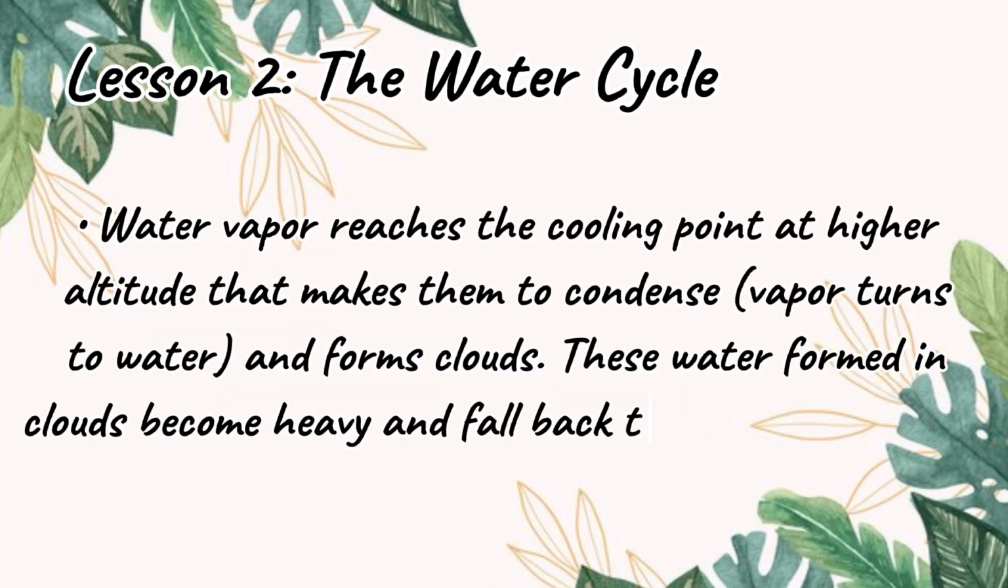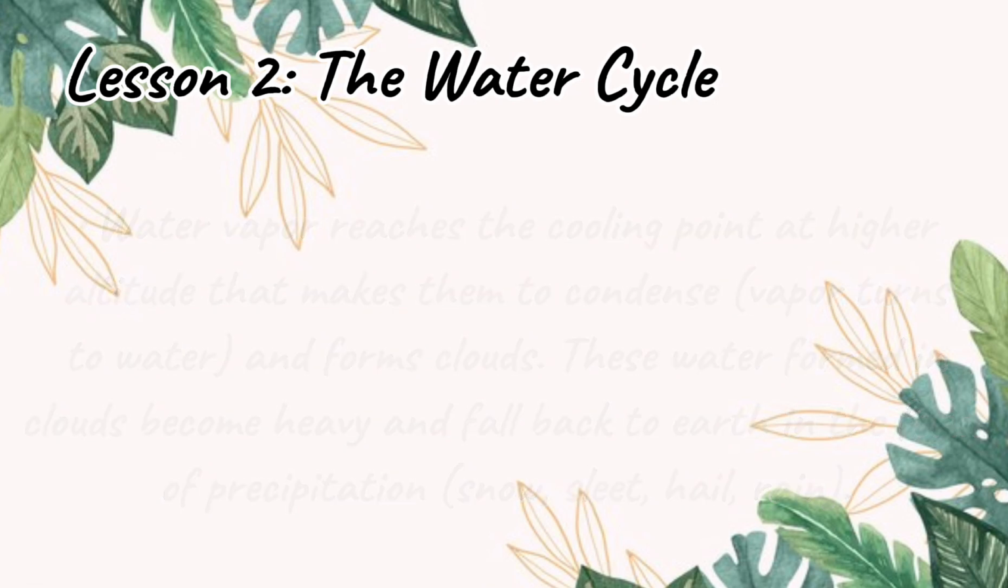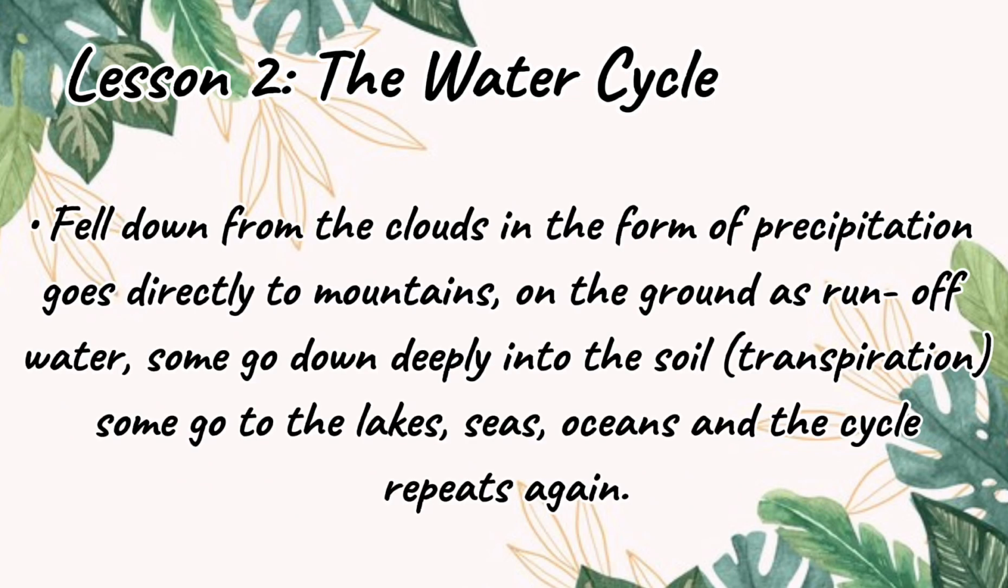Water vapor reaches the cooling point at higher altitude that makes it condense. Vapor turns to water and forms clouds. This water formed in clouds becomes heavy and falls back to earth in the form of precipitation: snow, sleet, hail, and rain. Water that falls from clouds goes directly to the ground as runoff water. Some goes down deeply into the soil. Some goes to the lakes, seas, oceans, and the cycle repeats again.